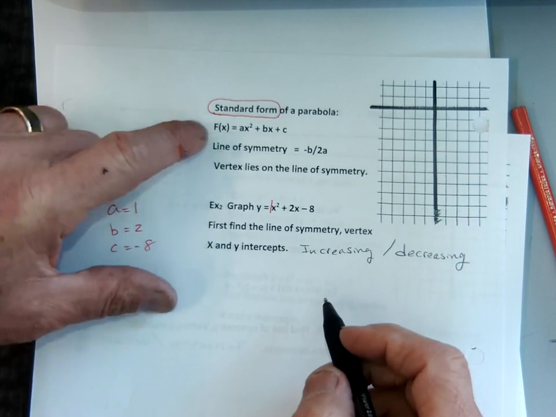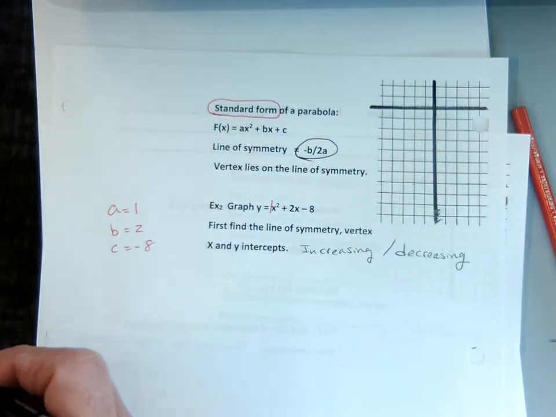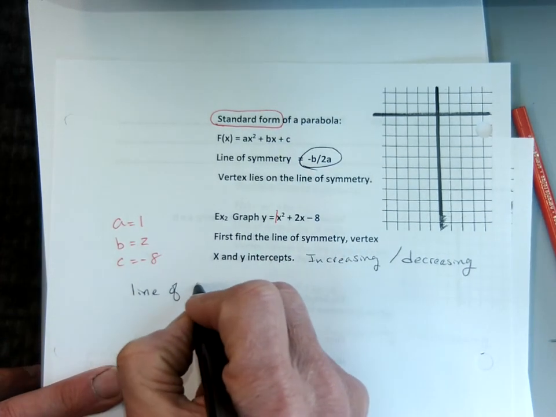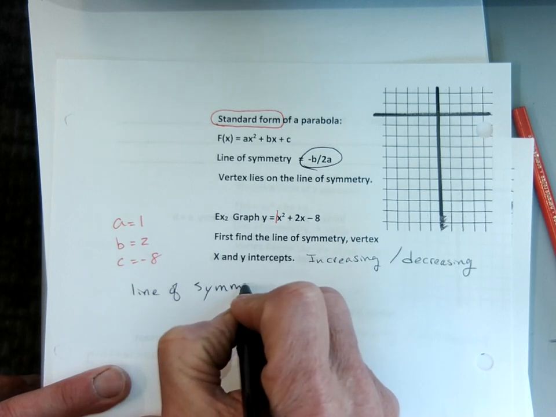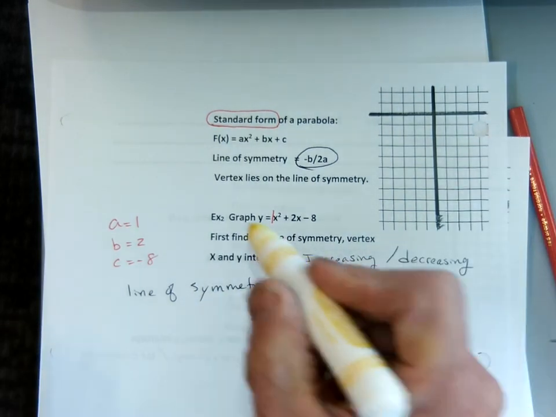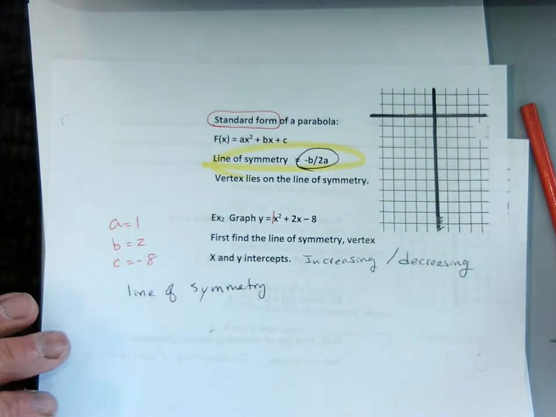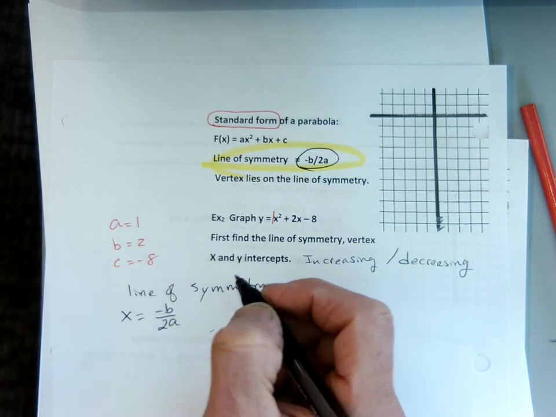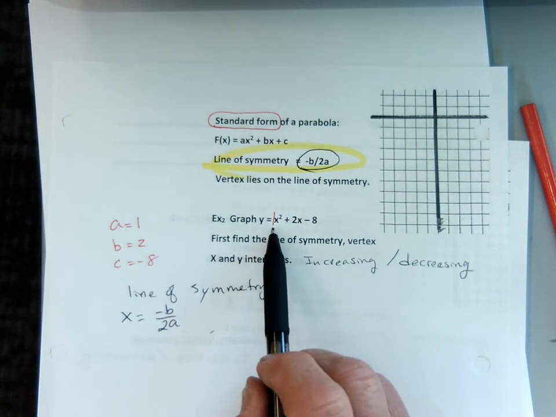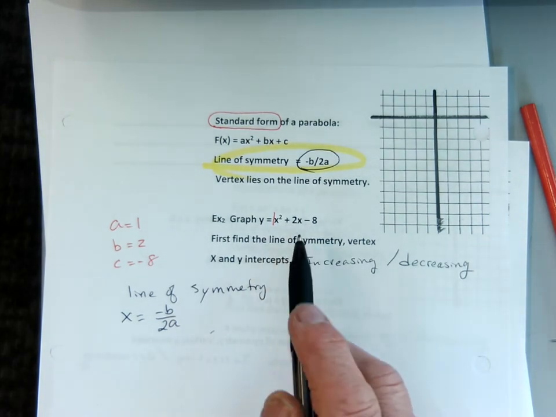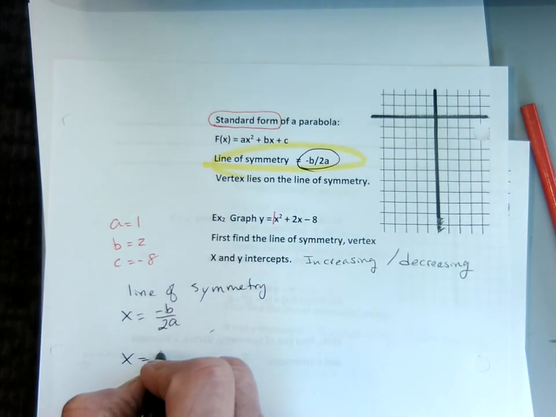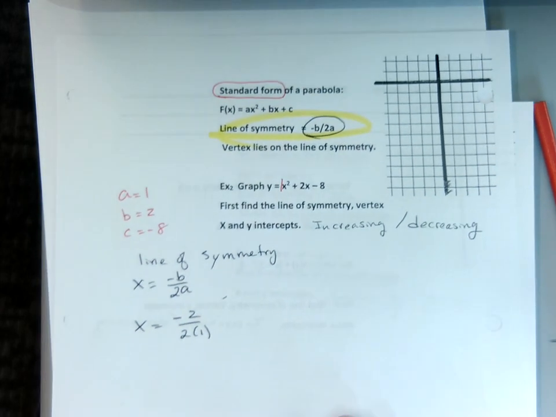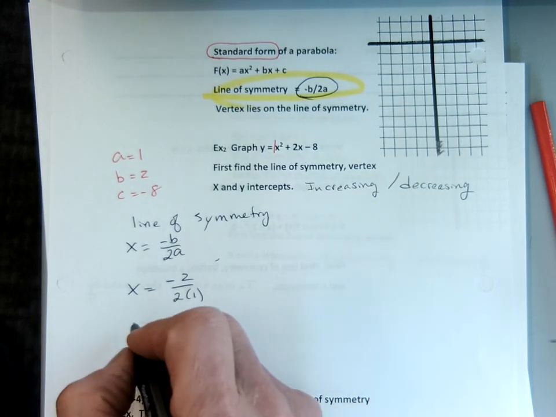Now, I still want to find the vertex, so I've got a little formula. First of all, line of symmetry. Let's do that first. I want to use this formula. I'm going to say x equals negative b over 2a. Well, that's a pretty easy little formula, right? A is 1, B is 2, and C is negative 8. So x is equal to negative 2 over 2 times 1. Negative 2 over negative 2, I get x equals negative 1.